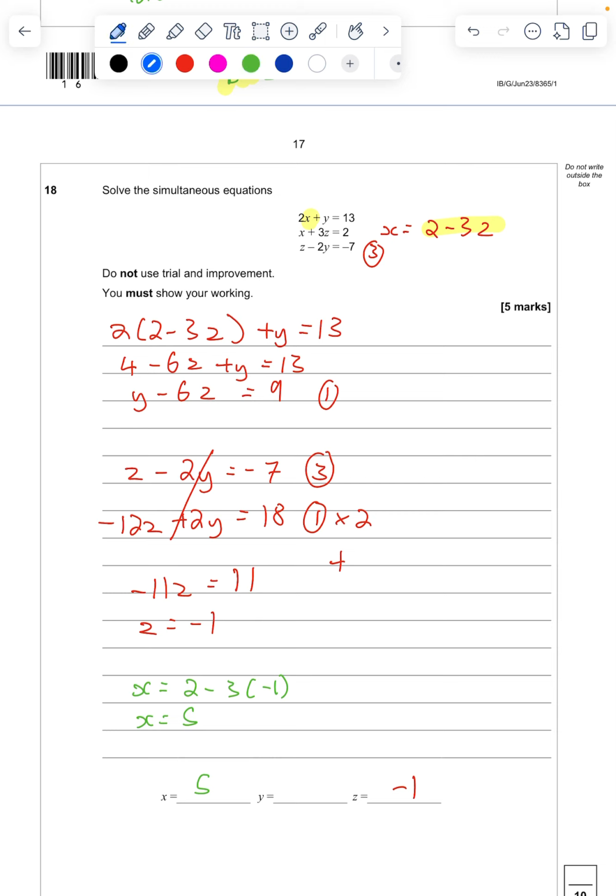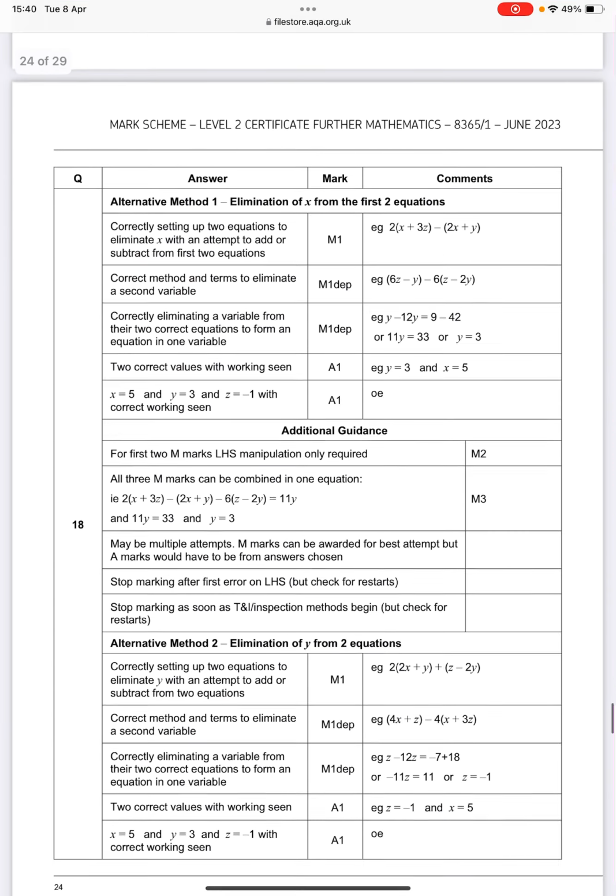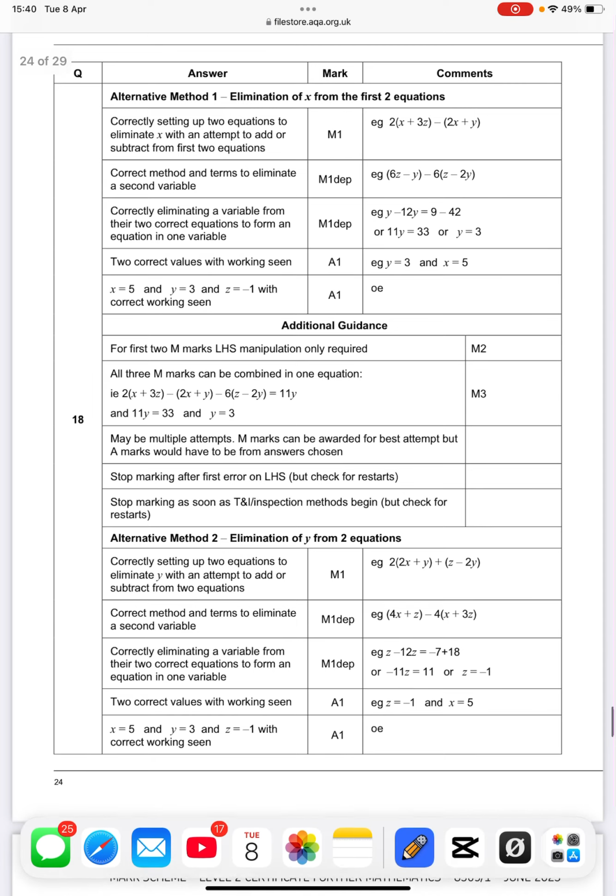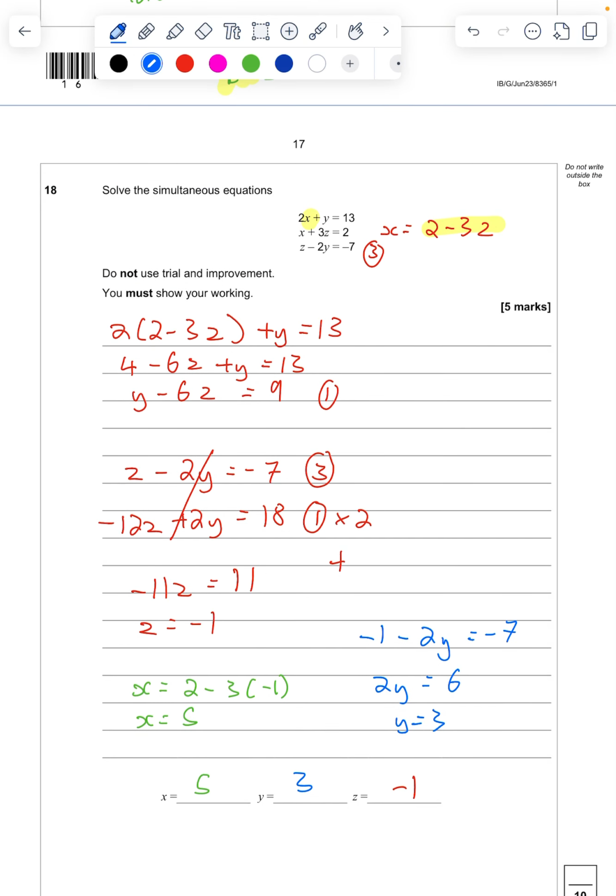And then we go and find y by putting it into an equation that has y in it, so let's go and put it into this one. So you can choose though, but I'll go z, which is minus 1. So z, take away 2 lots of y, equals minus 7. So z is minus 1, so 2y is going to be equal to 6, so y is going to be equal to 3. So 5, 3, minus 1, I think. 5, 3, minus 1 is correct. Good. Okay, hopefully that made sense.